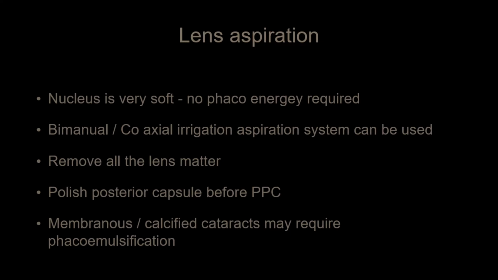The nucleus in children is usually very soft, and that's why we don't require phaco energy. We can either use the bimanual or coaxial irrigation aspiration system. Bimanual helps us gain access to 360 degrees, and subincisional lens matter is easily accessed as compared to a coaxial system. We have to ensure that all of the lens matter is removed.